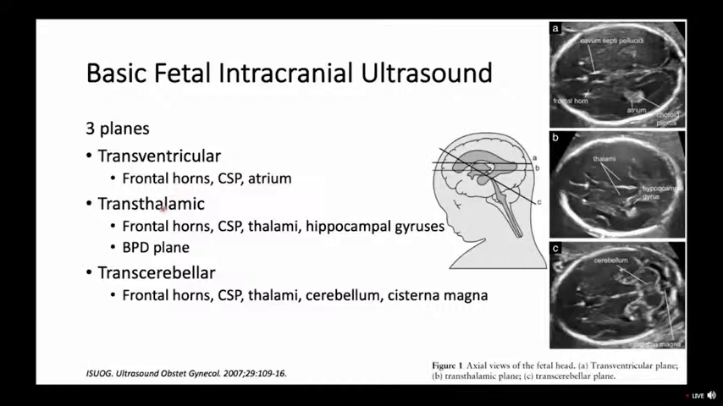Over to plane B, the transthalamic plane. This is the measurement plane for the biparietal diameter. And then move down and tilt back a little bit, and you see that cerebellum and cisterna magna.